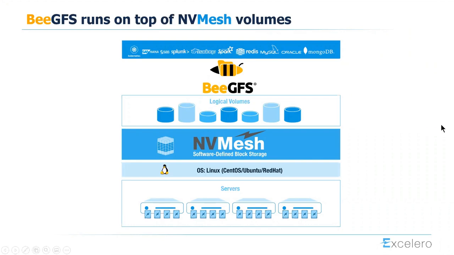And then BeeGFS uses those logical volumes and provides a distributed file system that can be used on the client nodes by any application that you have running, as BeeGFS provides a POSIX API on the client side. So anything that talks POSIX one way or another can use BeeGFS and benefit from that scalability and bandwidth.